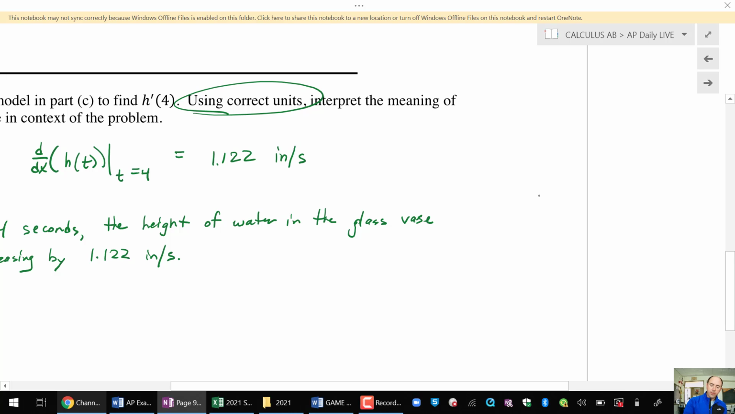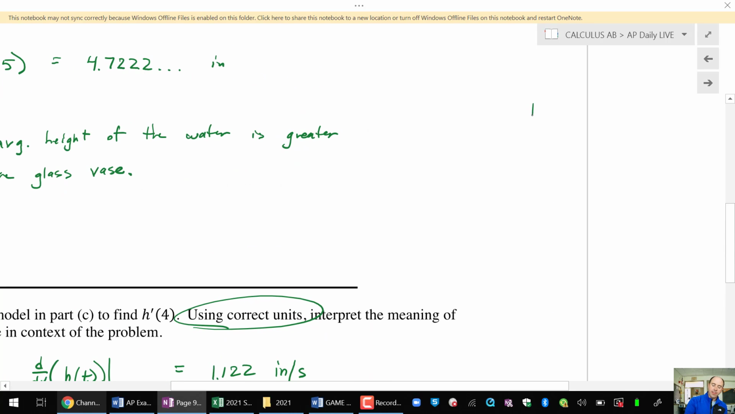The point distribution would be 2 points for part D. Working backwards, we have 3 points here in part C.